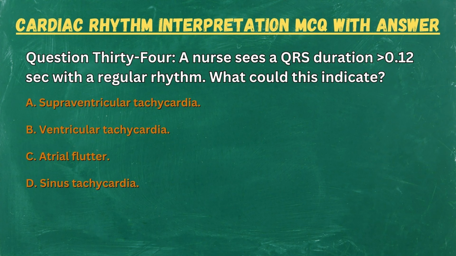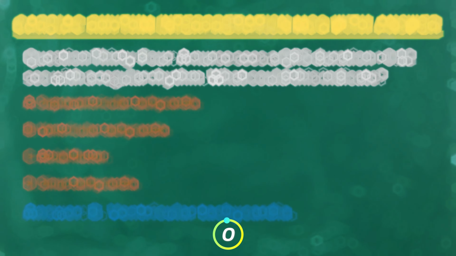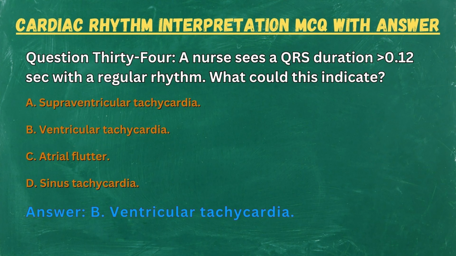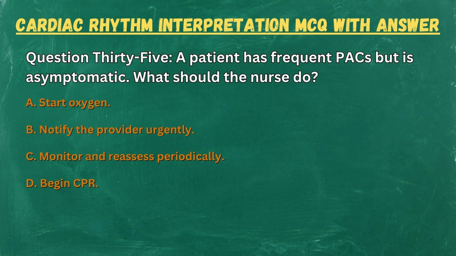Question 34. A nurse sees a QRS duration greater than 0.12 seconds with a regular rhythm. What could this indicate? A. Supraventricular tachycardia. B. Ventricular tachycardia. C. Atrial flutter. D. Sinus tachycardia. Answer: B. Ventricular tachycardia.